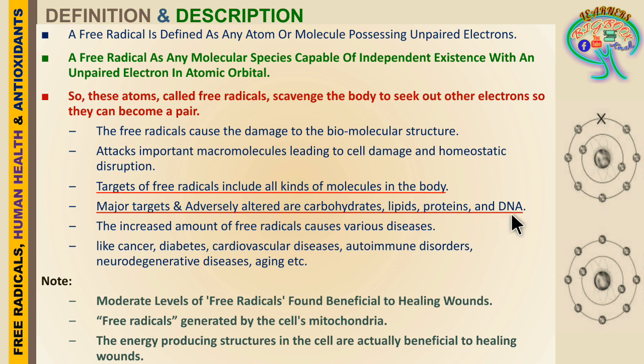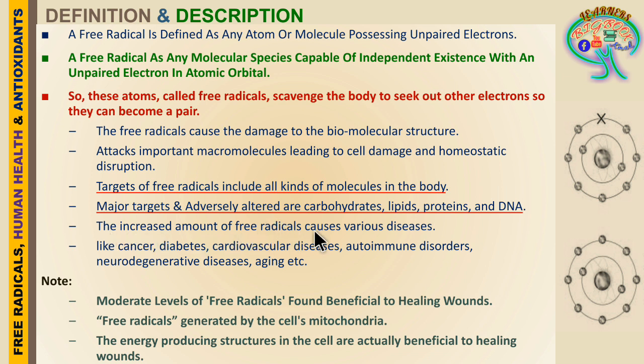So all these are going to have all the carbohydrates, the hydrogen, oxygen and the nitrogen and the phosphorus, and these are going to get reacted with these particular free radicals. Because of that, these are going to get adversely altered. When they are adversely altered, you know that they are going to leave the mark behind within the cells and their expression.